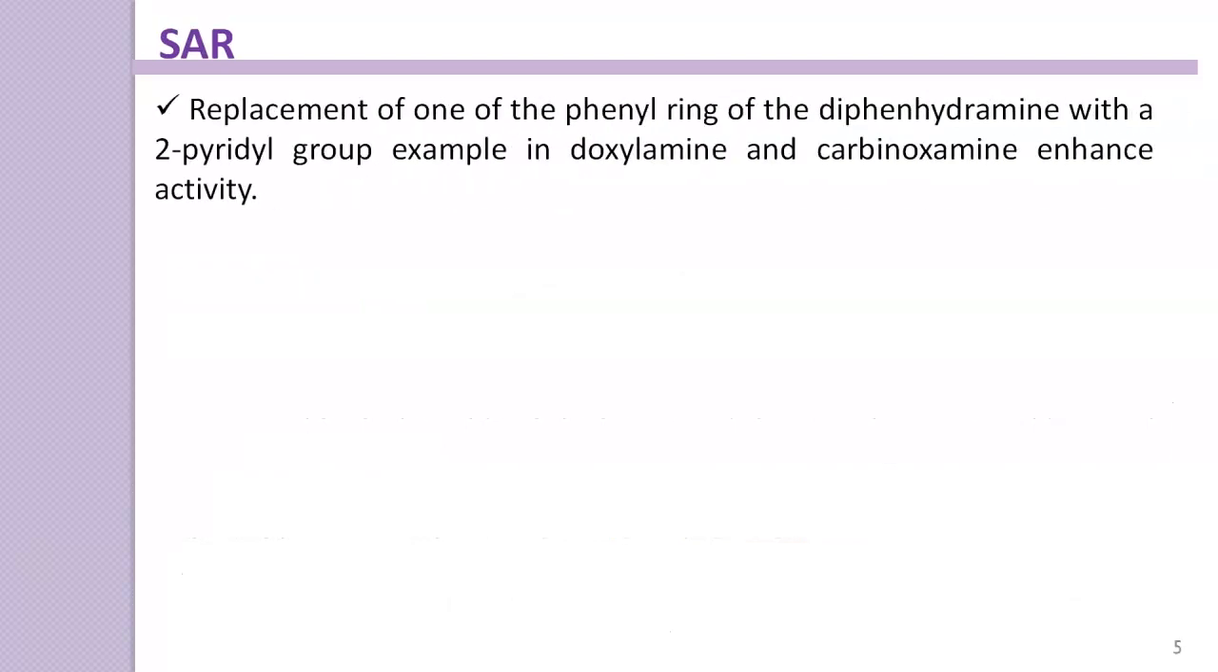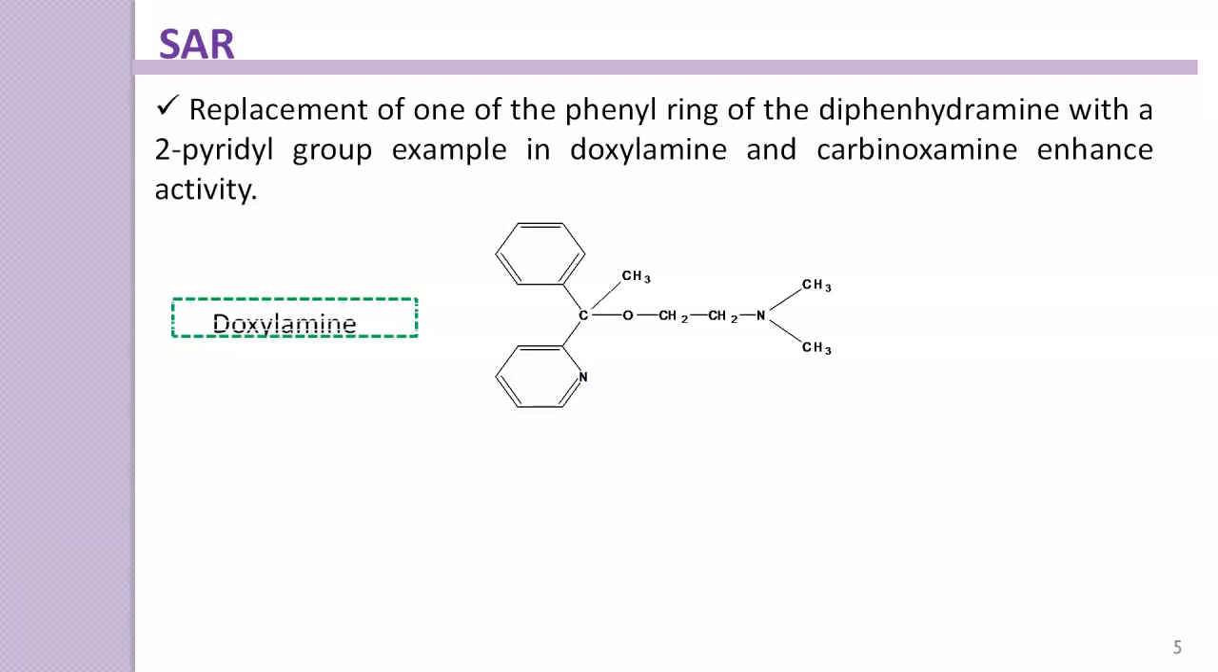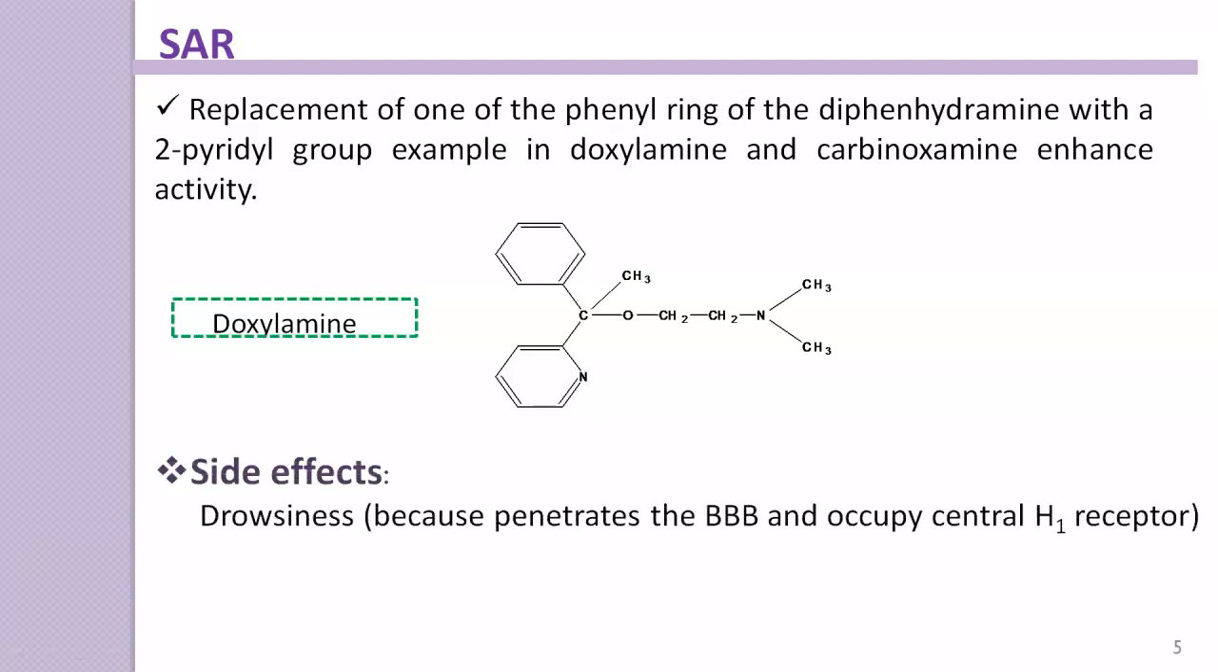Replacement of one of the phenyl rings of diphenhydramine with a 2-pyridyl group, for example in doxylamine and carbinoxamine, enhances the activity. Here is one representative example, doxylamine. Here, instead of one phenyl ring, it has a 2-pyridyl heterocyclic ring, which is beneficial and enhances the activity.